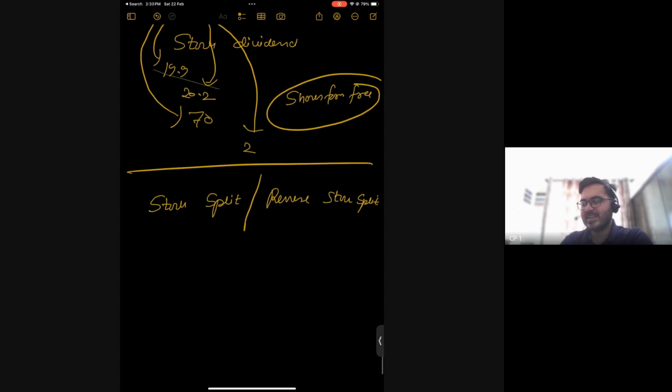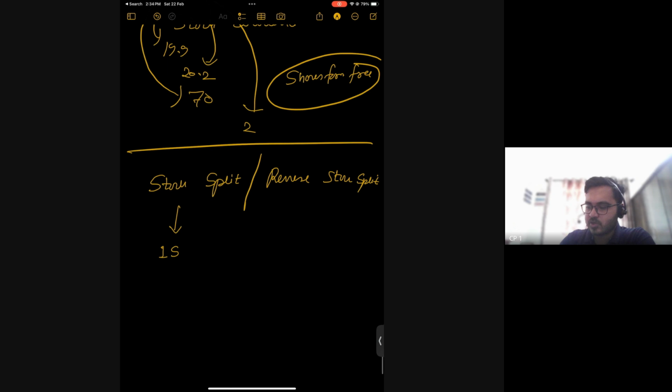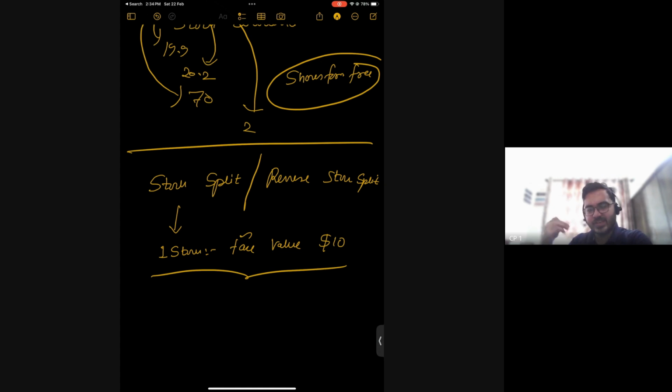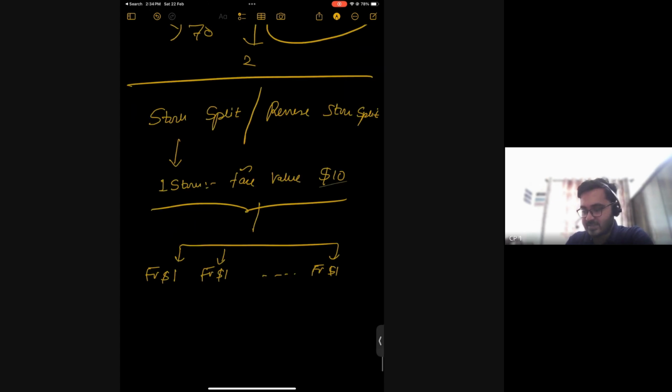Fundamentally, nothing changes. In case of stock split, what happens is, let's just say there is one stock having a face value of $10. Instead of having one stock of face value of $10, you can divide it into 10 stocks of face value $1. So you will have 10 stocks coming out of it with face value $1 each. So again, fundamentally, it's the same. Your one share is now divided into 10 different shares.